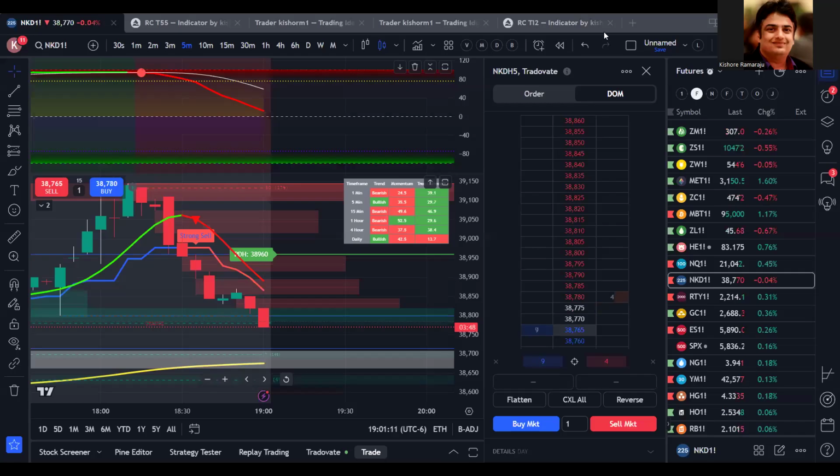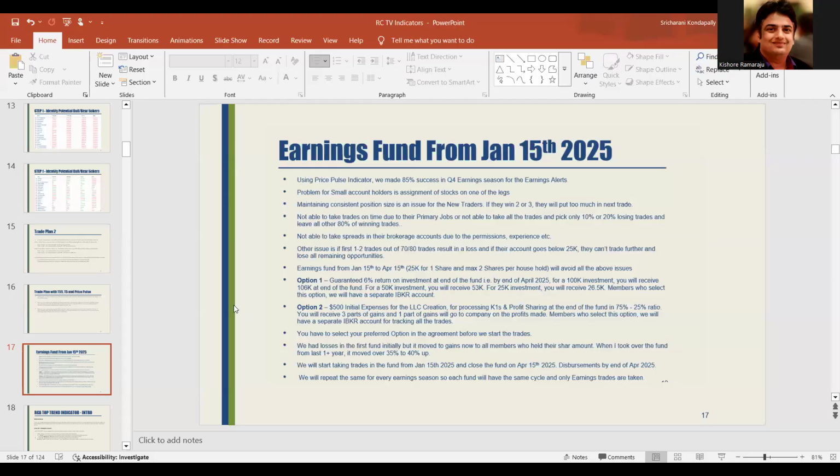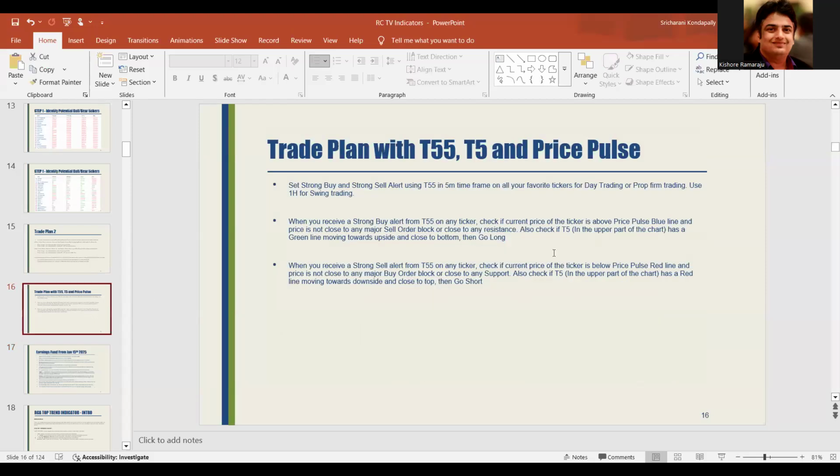So the first and foremost is understand what is the process. If we follow a systematic process, we will be successful. So you need to understand what it is that we need to do. Basically, we have different trade plans.